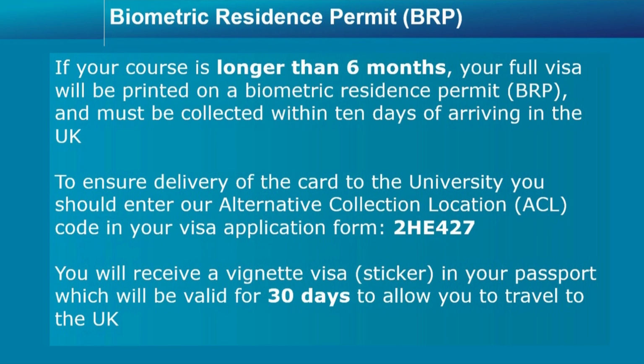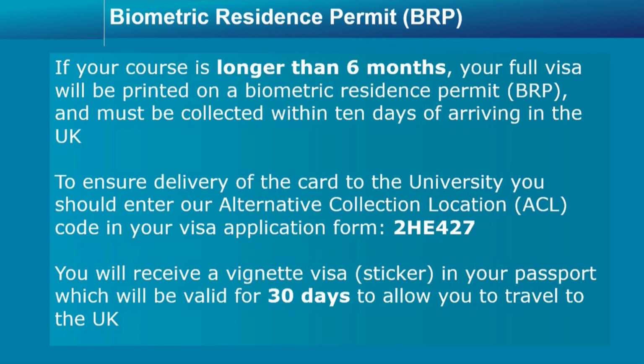If you don't use that code in your visa application, the BRP will be delivered to a local post office, so it just makes things slightly more complicated for you. When you actually get your passport back, you will see that there is a vignette visa, which is a sticker located inside your passport, and you will use that sticker to actually enter the UK.